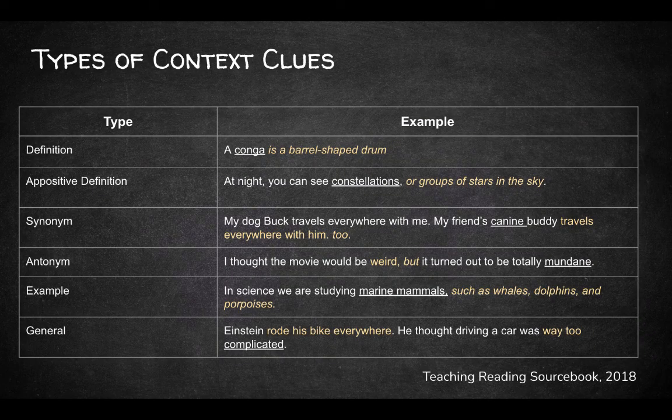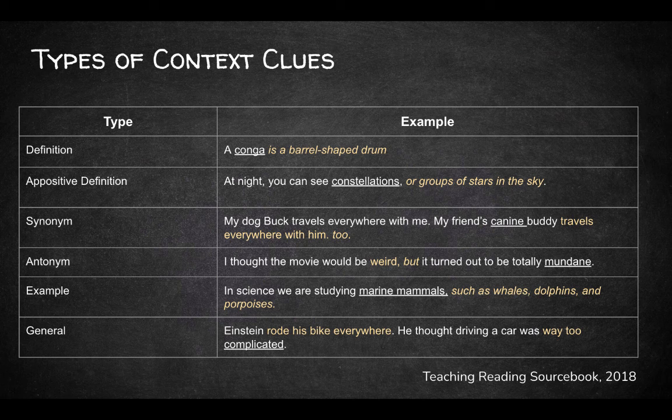Here are the types of context clues that readers encounter in text. The table lists the type of context clue and an example. I have underlined the vocabulary word and represented the context clues in yellow. Let's take a look at each type. The first type is definition. So following the word, we have a definition.